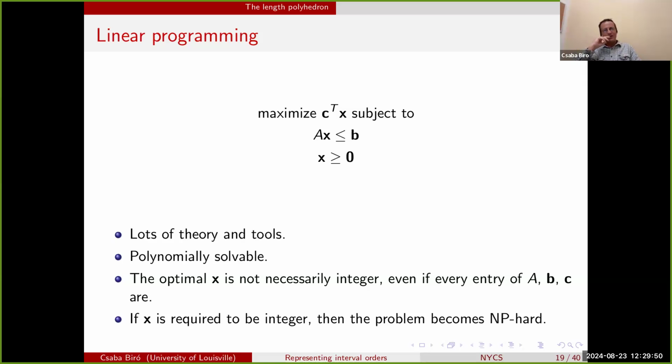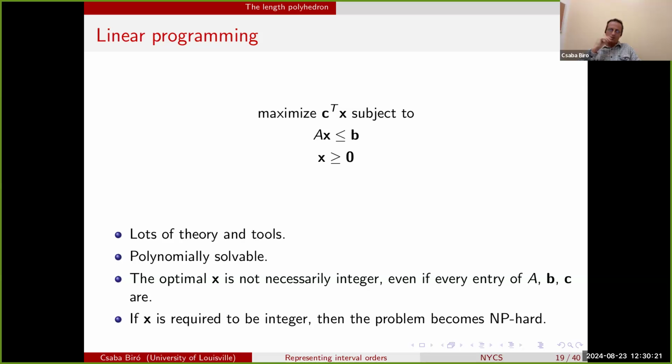All right, so let's go on, and let's switch gears a little bit. I want to talk now about the research that was inspired by this paper, and we did it with Andre Kezdy and Jeno Lehel. One approach to try to find an interval representation of a poset is to turn it into a linear programming problem. So this is just an overview of what a linear programming problem is.